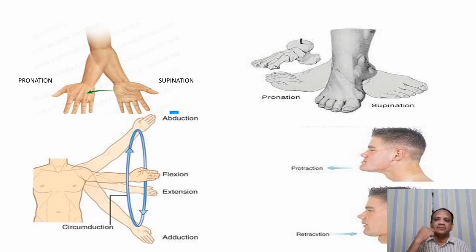Protrusion means forward movement of any structure, and retraction means backward movement. And circumduction is the mixture of abduction, flexion, extension, adduction, etc. So different movements unite to bring about a circumduction movement, best seen during bowling in the game of cricket.